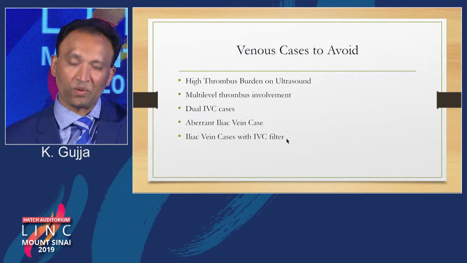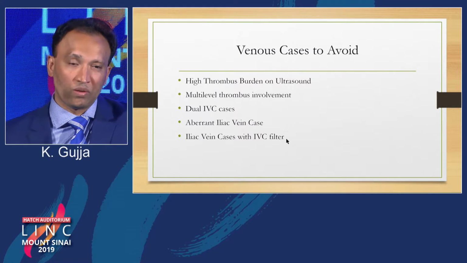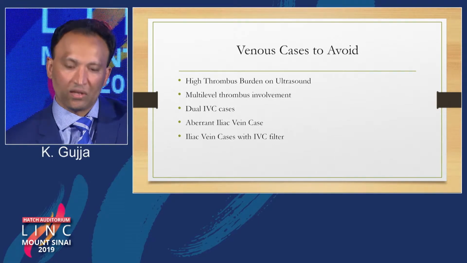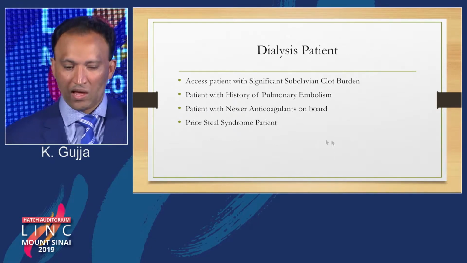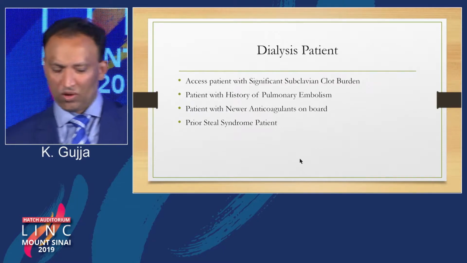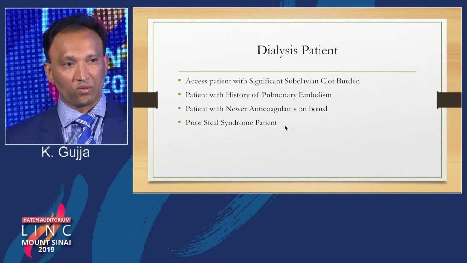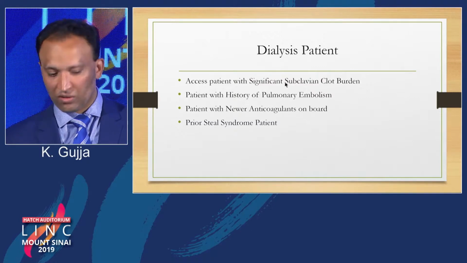Iliac vein cases, especially with an IVC filter, should be avoided only because you need a lot more equipment to take care of this, which is probably not worth it in the OBL. Dialysis patients, most of the dialysis patients can be done in the hospital. Actually, dialysis graft interventions are probably the right thing to do in the office. But again, if you have significant subclavian clot burden, not the right thing to do.